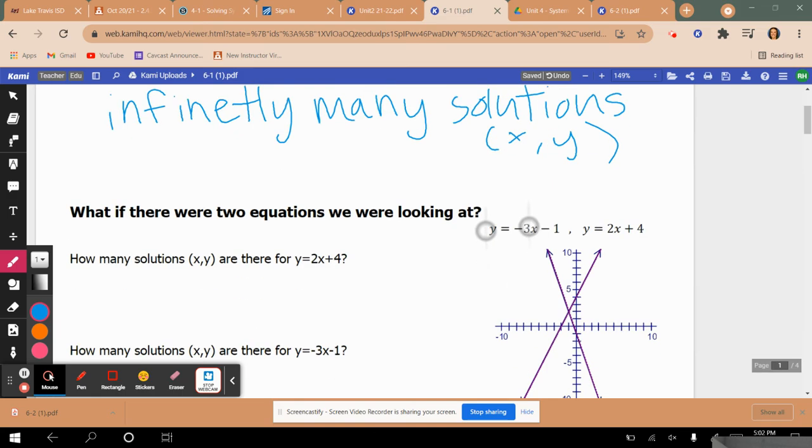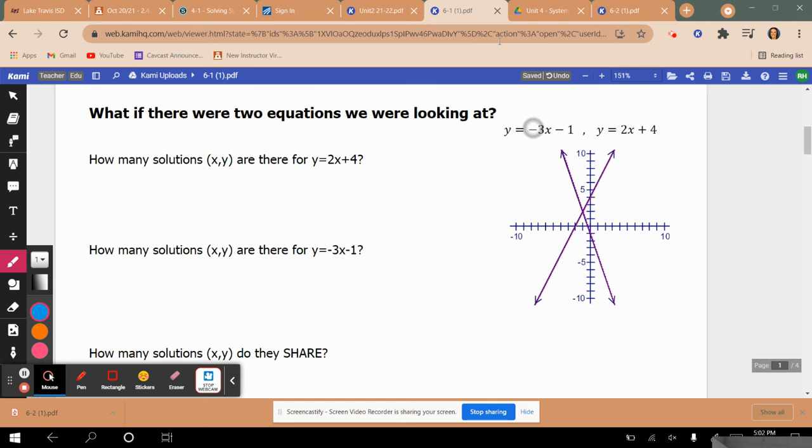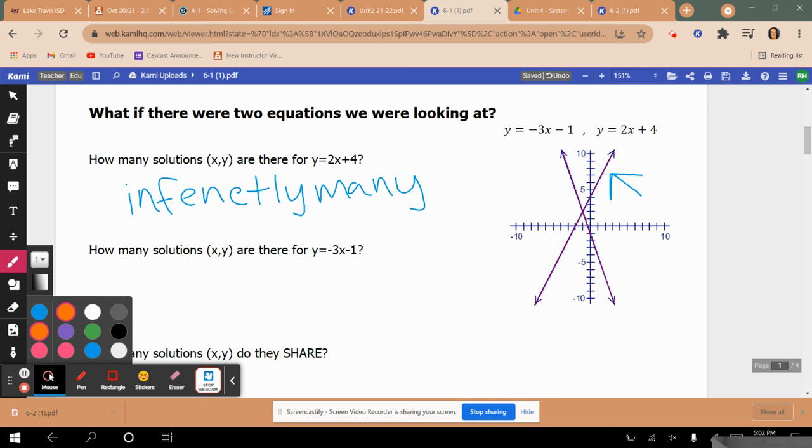All right, now, what if there were two equations we were looking at? How many solutions for xy are there for y equals 2x plus 4? That is, not that one. That is this one. I'm going to erase this line. How many solutions are there for that line? Right, infinitely many. And then if we wanted to look at the other line, how many solutions are there for y equals negative 3x minus 1? That's going to be this line right here. How many xy's can you grab off of that line? If that line is going to go on for forever in either direction, it is also going to be infinitely many.